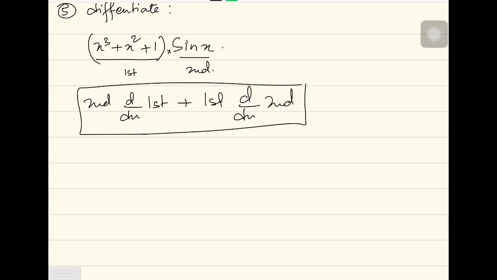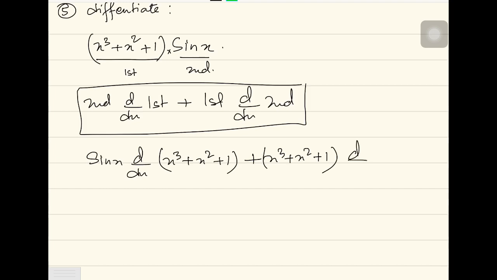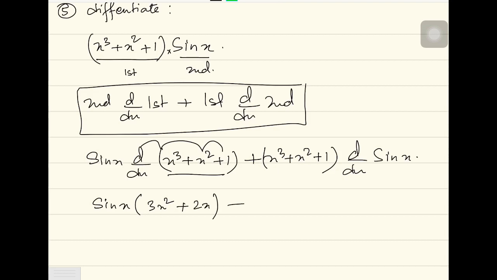So that gives me sine x d/dx of (x cube plus x square plus 1) plus (x cube plus x square plus 1) and d/dx of sine x finally, isn't it? Okay, now let's do it. So sine x, directly, we are not going to distribute this individually, okay? Directly, what is d/dx of x cube? 3x square, if you remember. 3 in front, power will reduce to 1. What is d/dx of x square? 2x. What is d/dx of 1? That's constant, 0. No need to write.